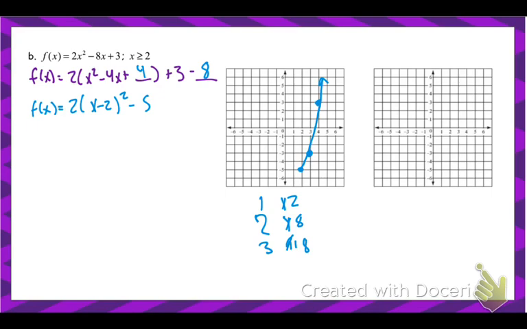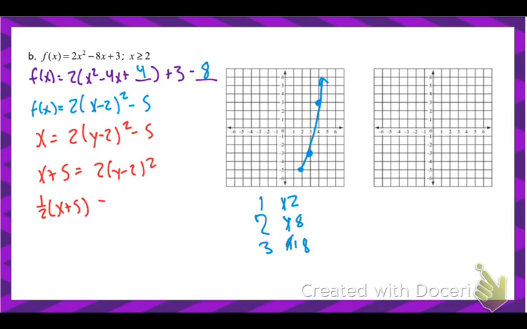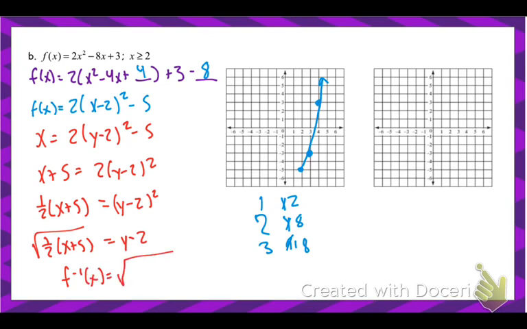All right, now let's find the inverse algebraically. So we'll add 5, divide by 2, square root both sides, and finally add 2. Again, it is going to be the positive square root because your original function had a domain of x is greater than or equal to 2, which means that your inverse would have a range of y is greater than or equal to 2. That range is going to be associated with the positive square root, not the negative square root.